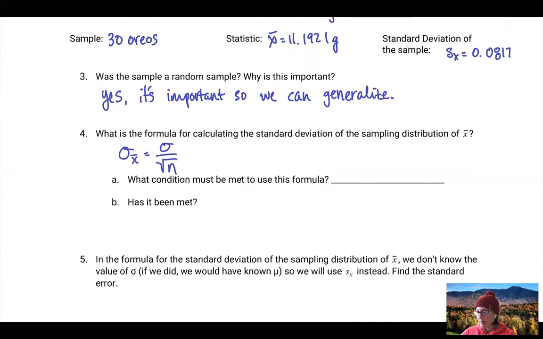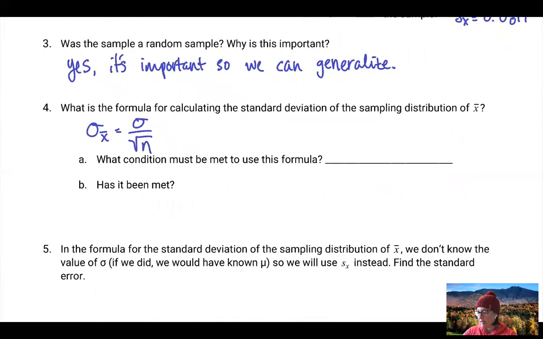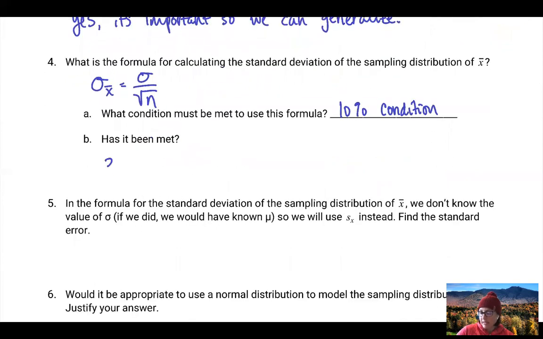So what condition must be met to use this formula? This is that 10% condition that we've talked about a lot of times. So we're sampling Oreos without replacing them. So we have to make sure that the sample of Oreos that we're taking is less than 10% of the entire population. And has it been met? So is 30 Oreos less than 10% of all Oreos in the world? I hope so.